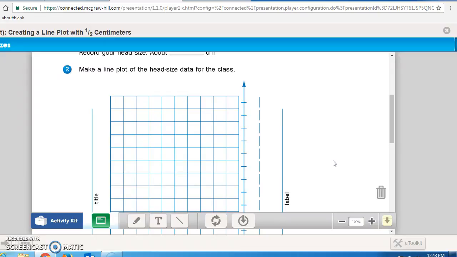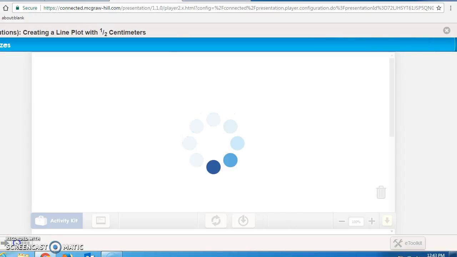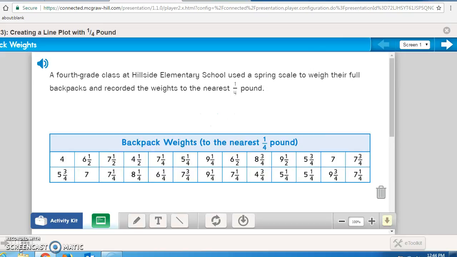Next, it's asking you to make a line plot of the head size data for the class. But what you're going to be able to do right now, because of how many students are not at this point, is for you just to mark where you and your partner's head size landed. So do that now. Once you have done that on Math Journal page 173, until we get all the students' head sizes measured, please go on to Math Journal page 174.